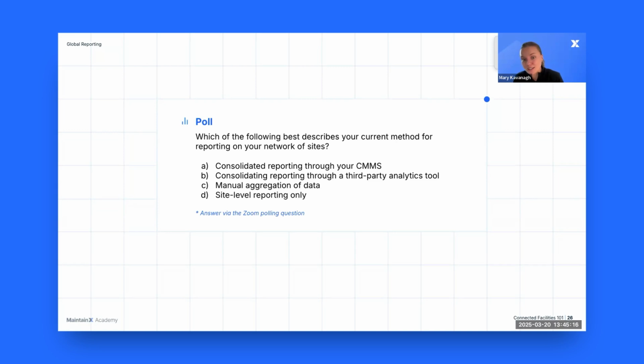So manual aggregation is going to give us the most errors. That's what we want to kind of improve upon and make sure that we find a way to automate it for you. A, it's easier, less time and headache consuming, and B, it's more reliable. If we're using MaintainX, I have a treat for you. And if you're using site level reporting only, you're going to enjoy this too. Let's take a look.